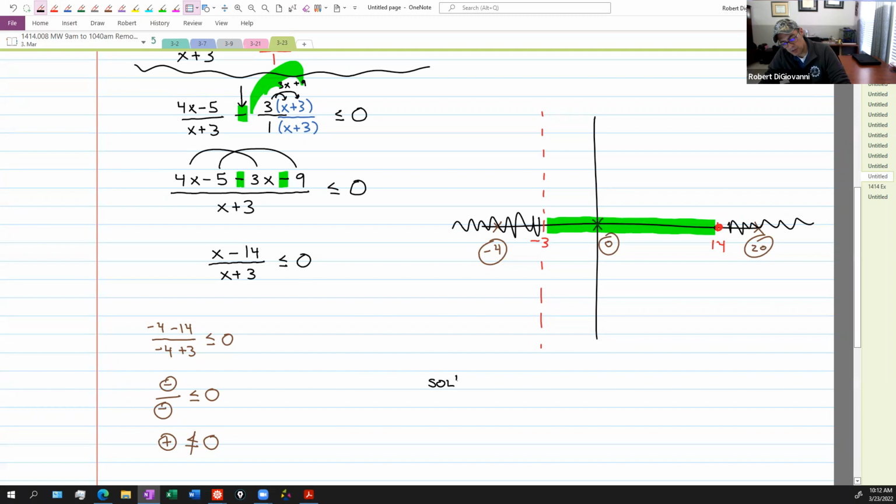So my solution will be everything between -3 and 14. Do I include -3? Can't, right? It's a vertical asymptote, so nope. Do I include 14? Yes, because it was less than or equal to.